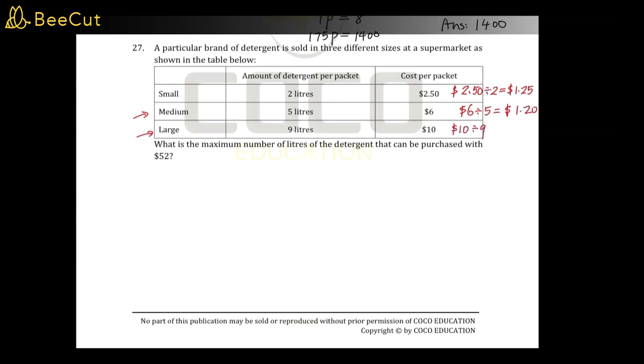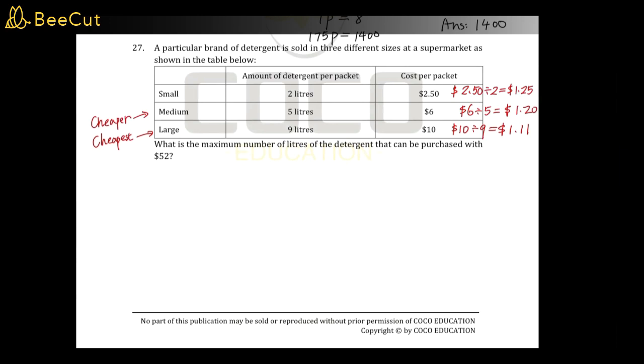Then the large is the cheapest. $10 divided by 9. This one is a recurrent decimal, so let's just keep 2 decimal places: $1.11. Right, so we know the large is the cheapest, where the small is the most expensive. So the goal is to get the most number of large size.